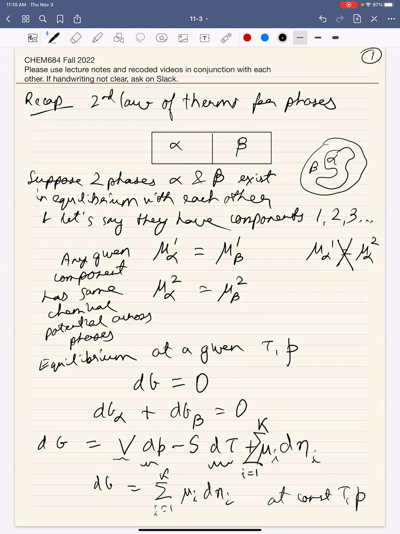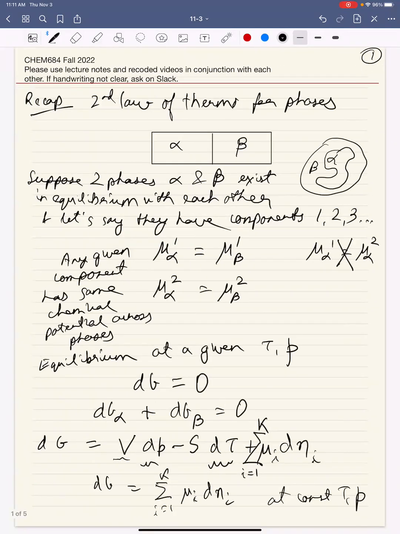So this is for multi-components. Now let's do an experiment where we imagine transferring. So all I'm doing today is really a recap of things I did, but it is so important that I want to do it again. Transferring dN1 moles of species 1 from phase alpha to phase beta. Let's call this equation number 1.